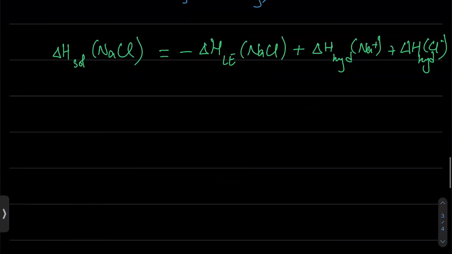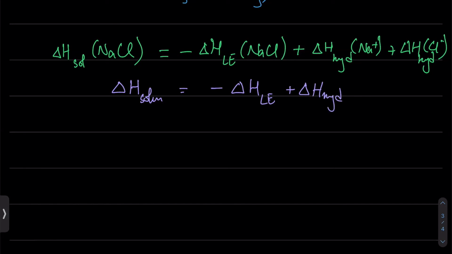The delta H solution of anything, let me generalize now. The delta H solution is nothing but negative delta H lattice energy plus delta H hydration enthalpy. कहना क्या चाह रहा हूं, आपने एक आयनिक सॉलिड को डिसॉल्व करना है, पहले उसकी लैटिस तोड़ो, फिर वाटर के साथ बॉन्ड्स बनाओ.